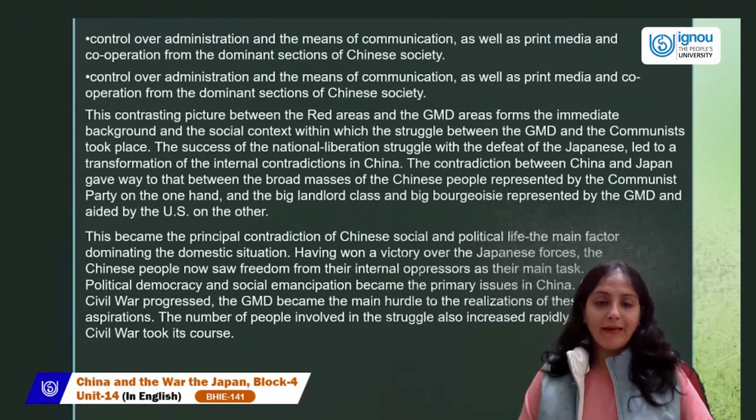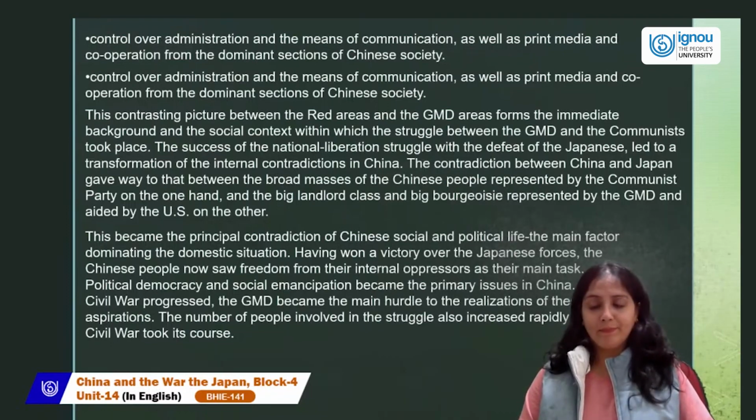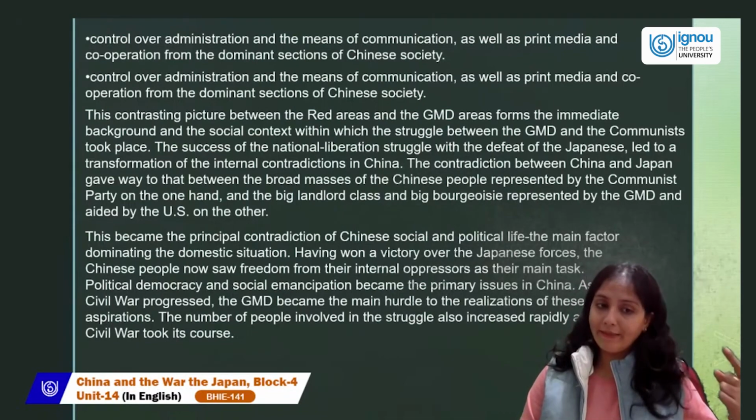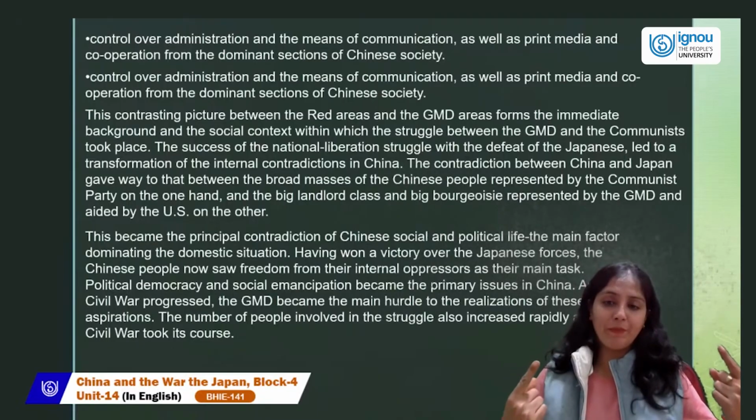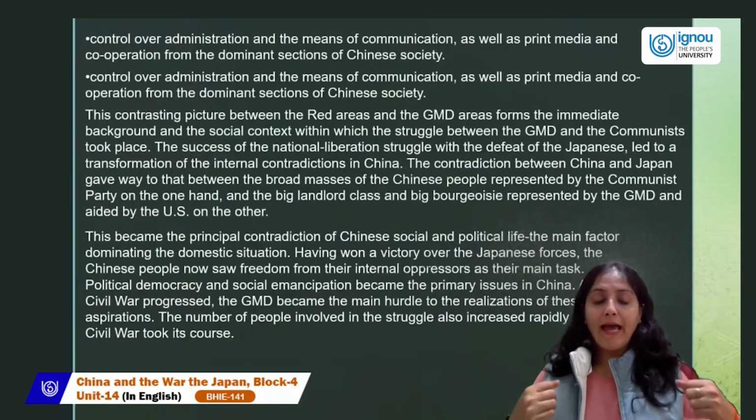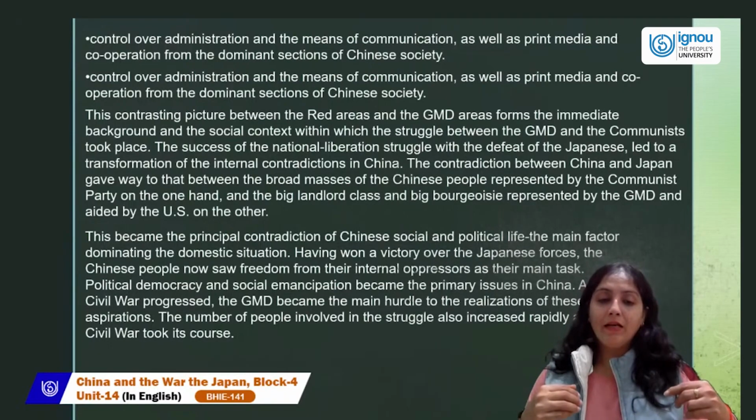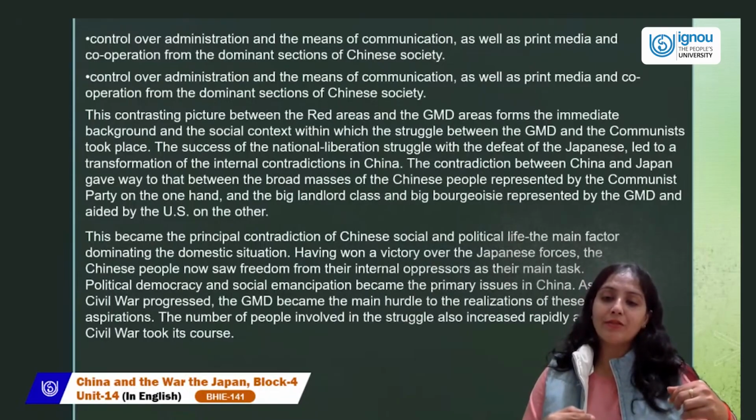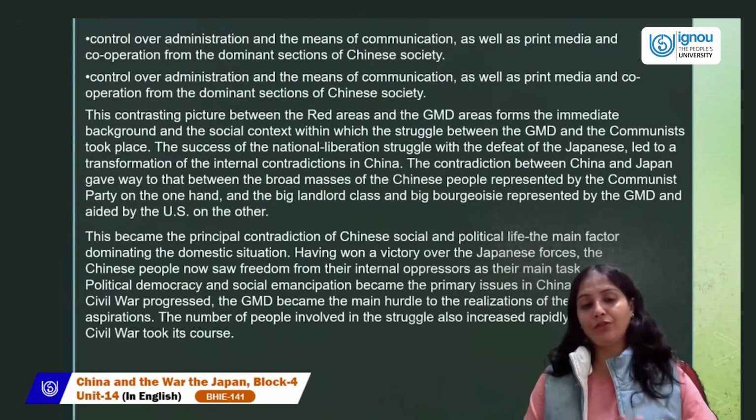Political democracy and social emancipation became the primary issues in China. They were the primary issues in China. As the civil war progressed, the Kuomintang became the main hurdle to the realization of these aspirations.